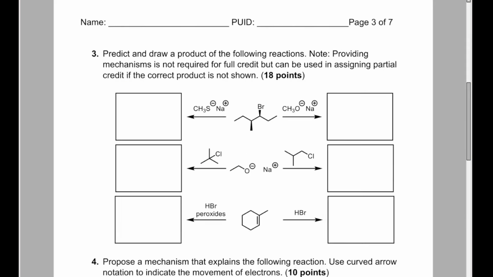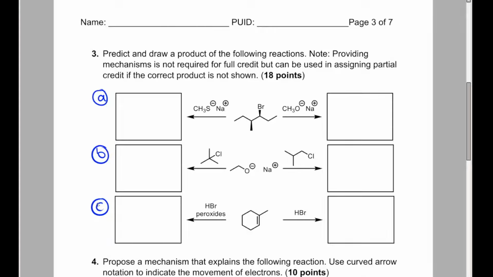3. Predict and draw a product of the following reactions. Note, providing mechanisms is not required for full credit, but can be used in assigning partial credit if the correct product is not shown. For this problem, I'm going to divide it into 3 parts, A, B, and C, because I think it's useful to organize it this way.